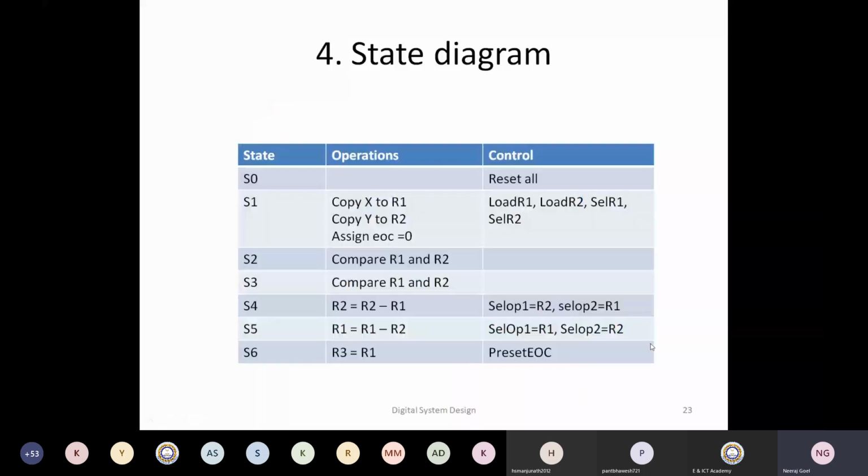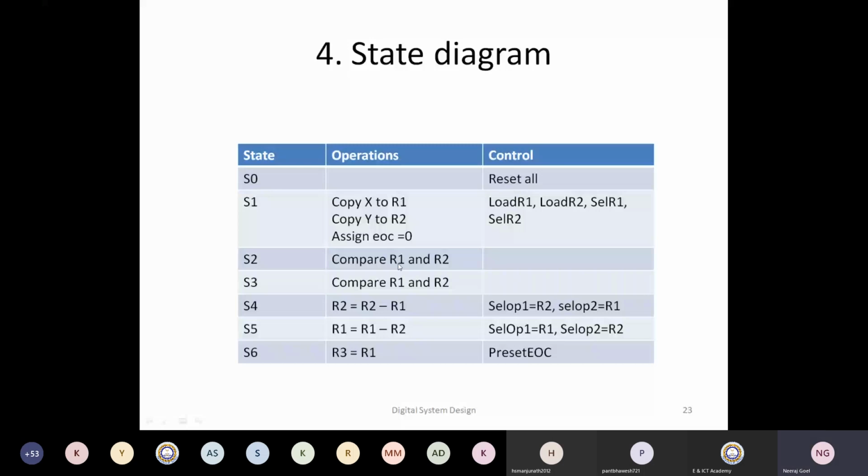We can also define what kind of operations, these are the data flow operations, and these are the control flow operations, which are happening in each of the states. So if it is S0 state, then the control operation is essentially resetting all the variables, all the signals. If it is S1 state, we are copying X into R1, copying Y into R2, and also assigning EOC equal to 0. And the control signals load R1, load R2, select R1, select R2 need to be generated accordingly. And in S2 state, we are comparing R1 and R2. In S3, also we are comparing R1 and R2.